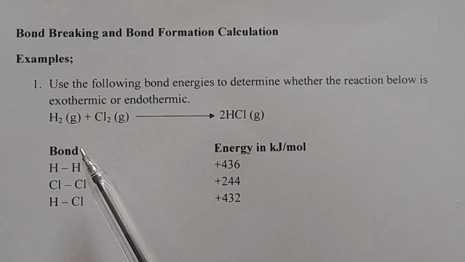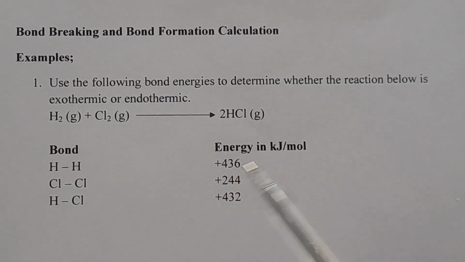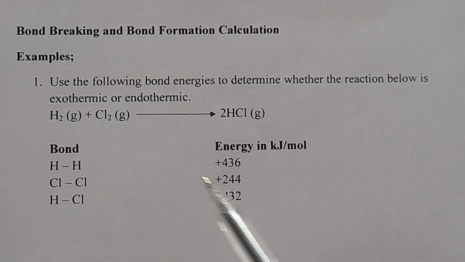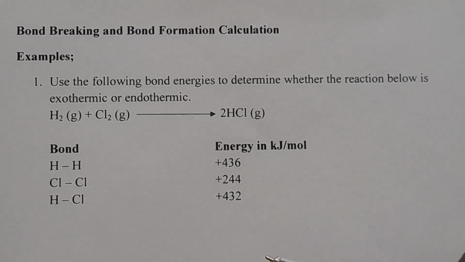So we have the bonds: the hydrogen bond, and the energy is positive 436 kilojoules per mole. We have the chlorine bond, which is positive 244 kilojoules per mole, and the hydrogen and chlorine bond, which has a bond energy of 432 kilojoules per mole.